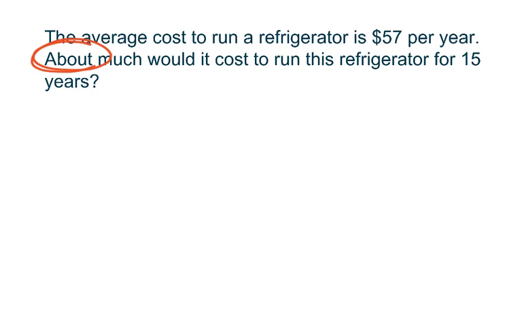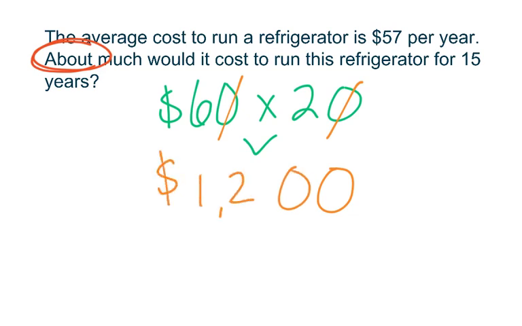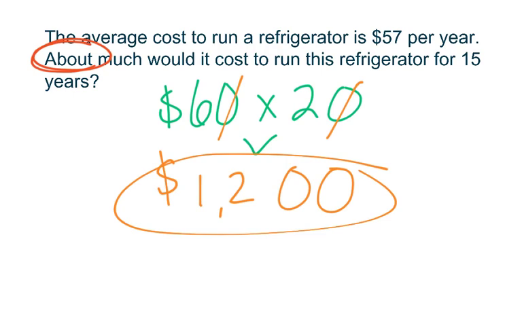Your estimates could vary depending on how you estimated, what you rounded to. We're going to go ahead and round $57 up to $60, and we're going to round 15 up to 20. If we did 60 times 20, we would cross our two zeros out, place them down below. 6 times 2 is 12. Our estimate could be $1,200 to run this refrigerator. Okay, let's take a look at our last problem for the day.